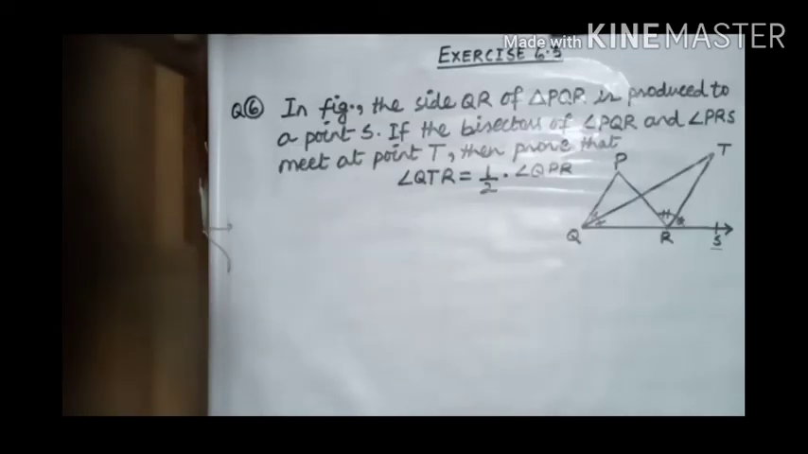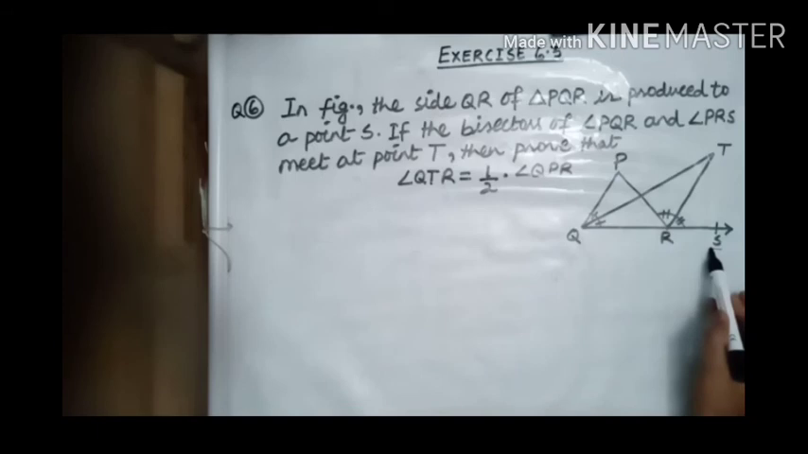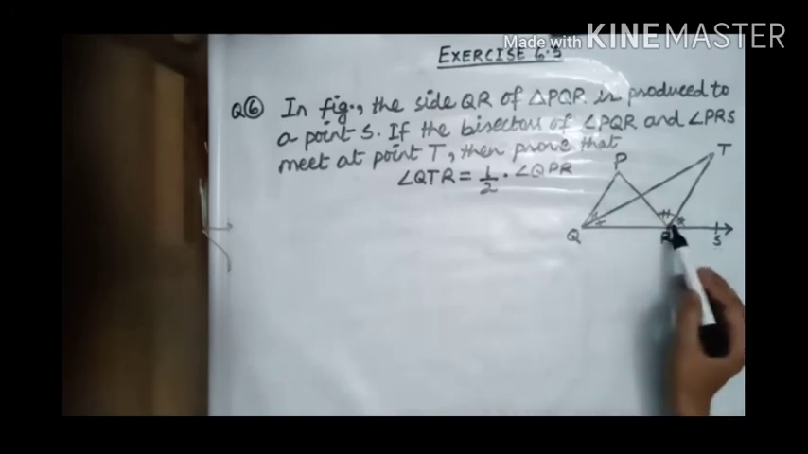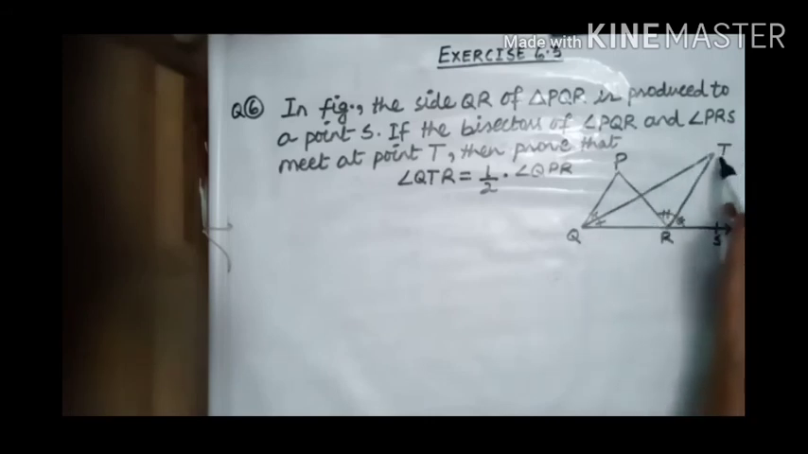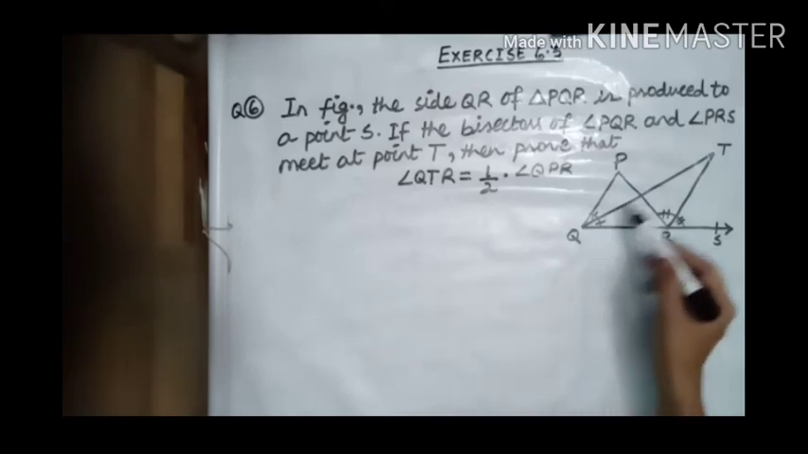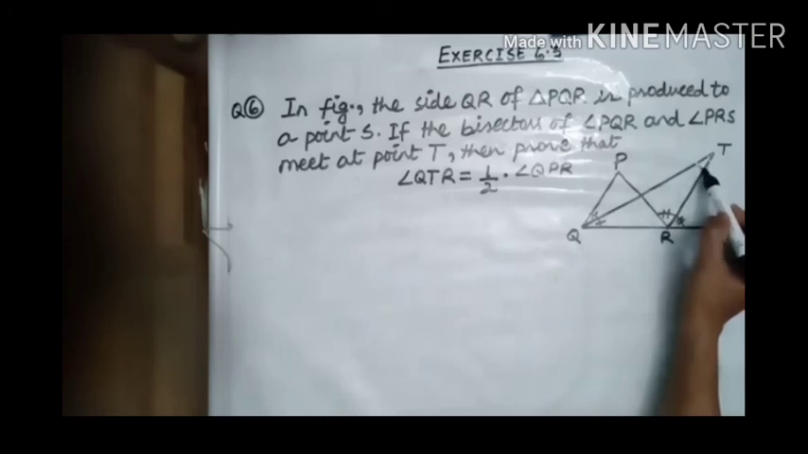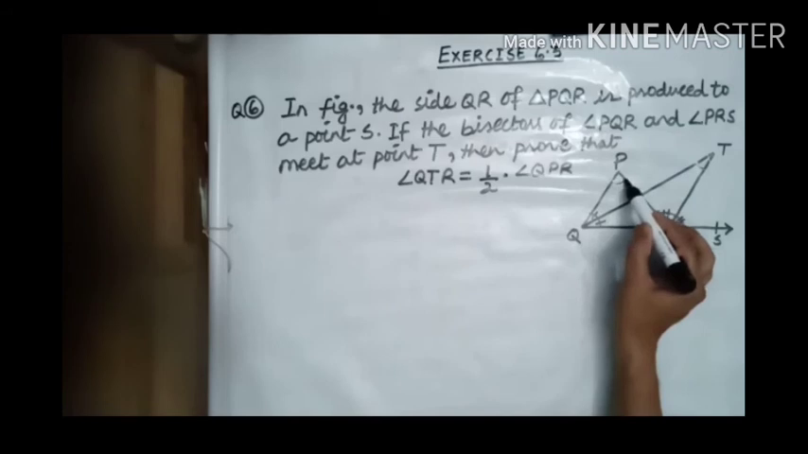And the last question of this exercise 6.3 is 6. In that problem, we are given a figure in which the side QR of triangle PQR is produced to a point S, and bisectors of angle PQR and angle PRS meet each other at point T. For such a case, we have to prove that angle QTR, this angle QTR, is half of angle QPR.